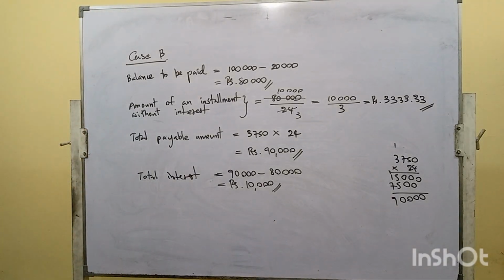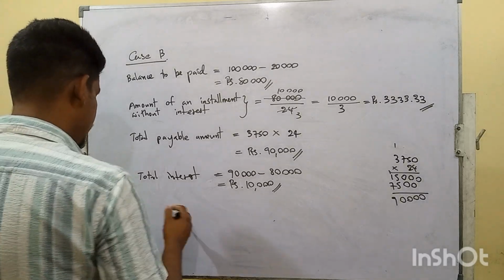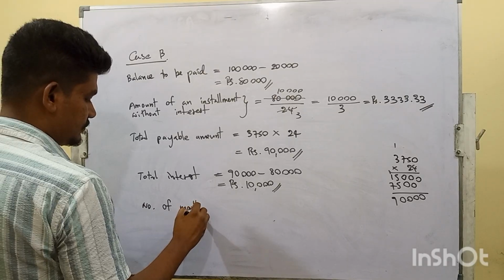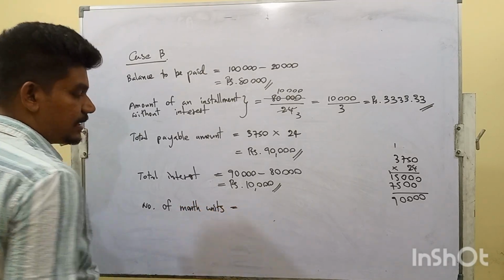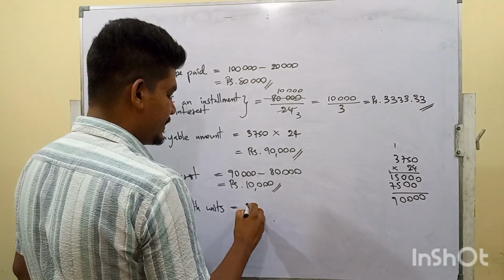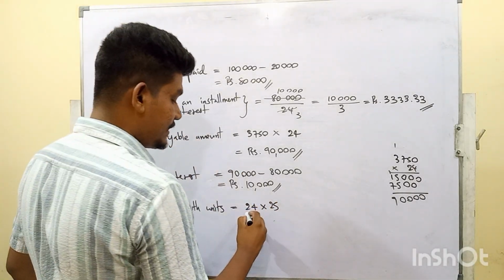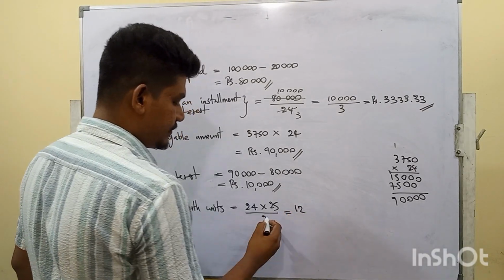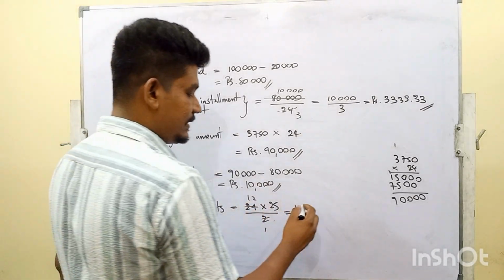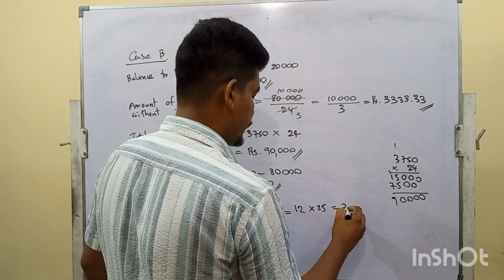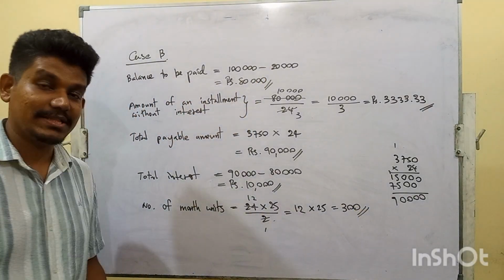Then what else do we have to do with it? In order to find the interest rate, what else has to be found? We have to find the number of month units. It is found by multiplying the number of installments by n plus 1, 24 plus 1, and dividing by 2. It is 12 times 25, which will be 300. Right, 300 number of month units.